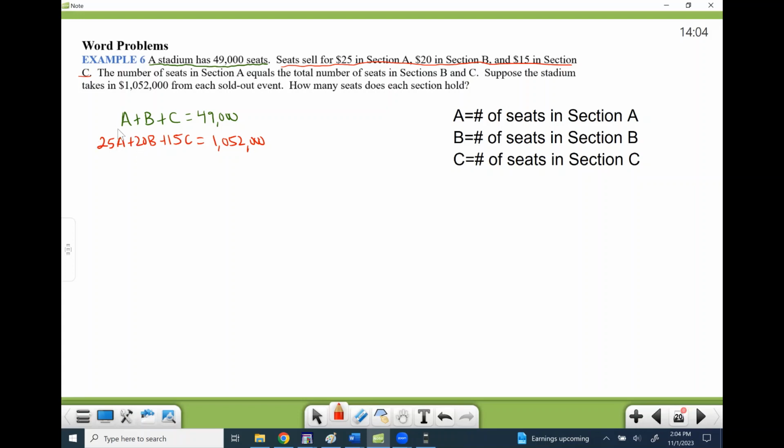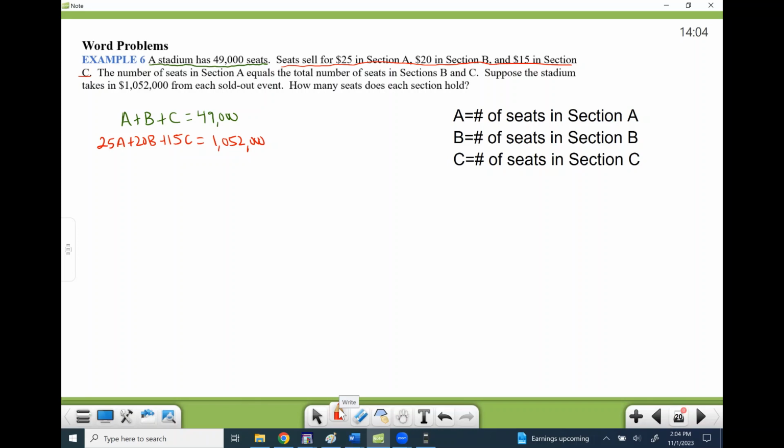Now, if you think about what each one of these things means, A stands for the number of seats in section A. If I multiply that by $25, we're going to find out how much the stadium took in, money-wise, for seats in section A. And similarly for B and C. You add that all up, you're going to get the money that the stadium took in. You're going to get its revenue.